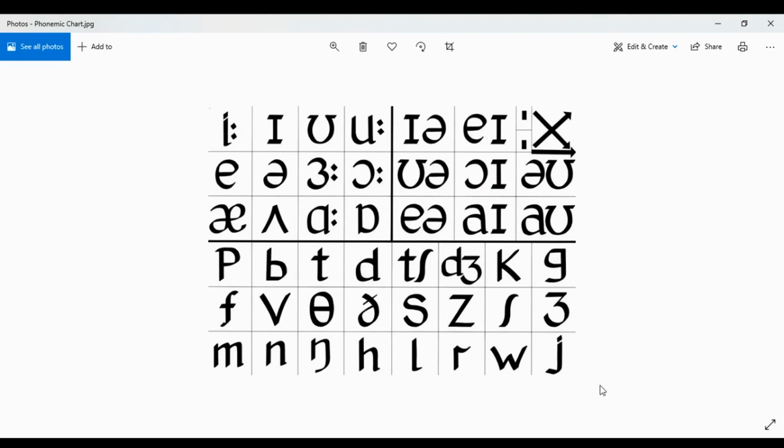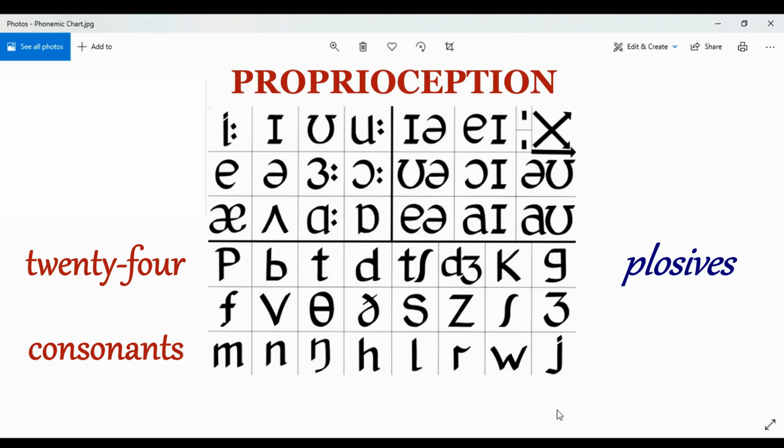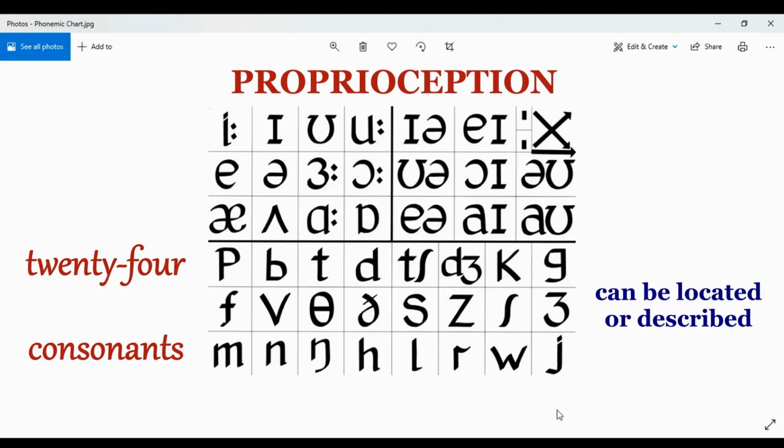Lesson 4. This feature concerns 1 of our 24 consonant sounds, and within the consonants, 1 of the 10 plosives, 5 pairs of 2. Proprioception, the perception or awareness of the position and movement of the body, is the linchpin throughout this series and should be for anyone seeking to master any accent. Consonants can be physically located or described, using the lips, teeth, or tongue, for instance. They involve 2 surfaces and some form of obstruction.